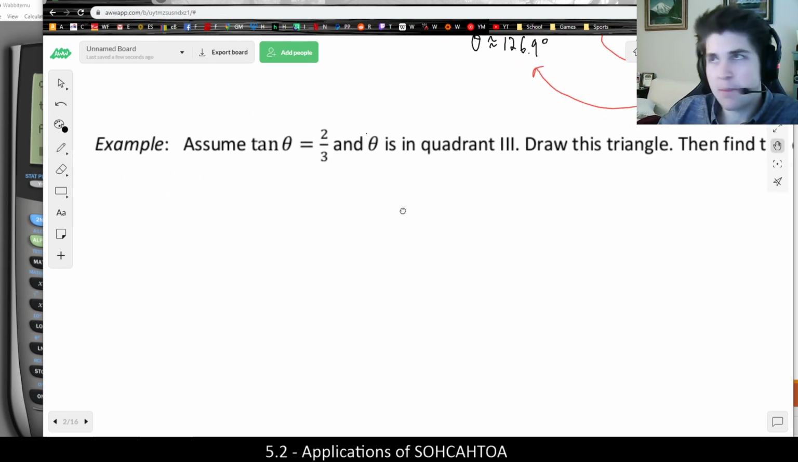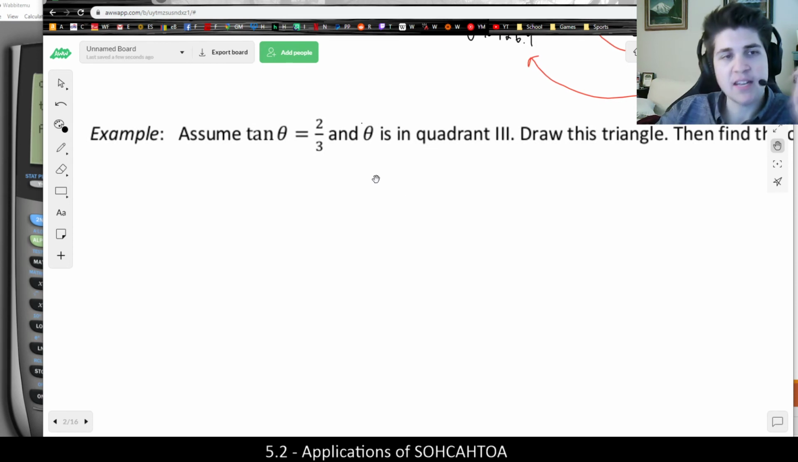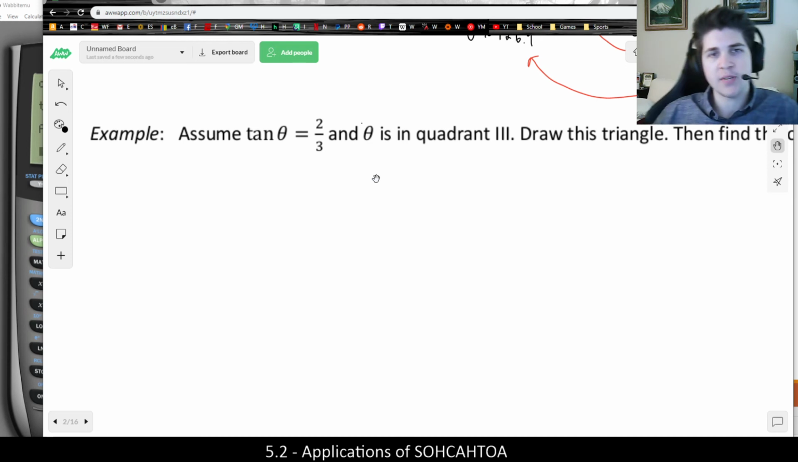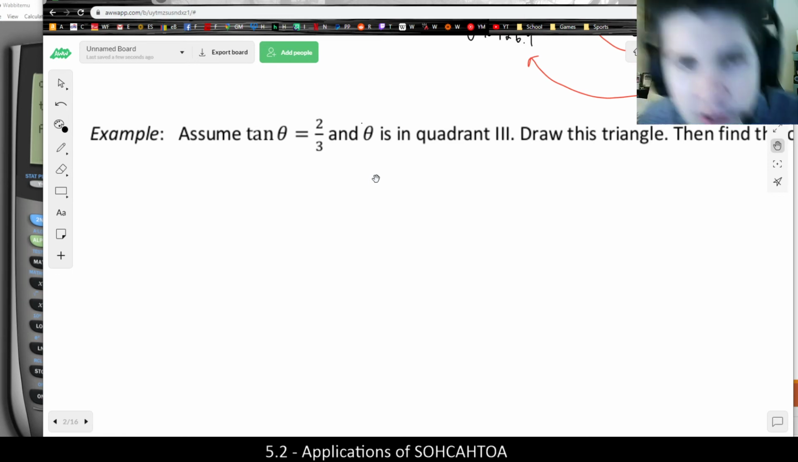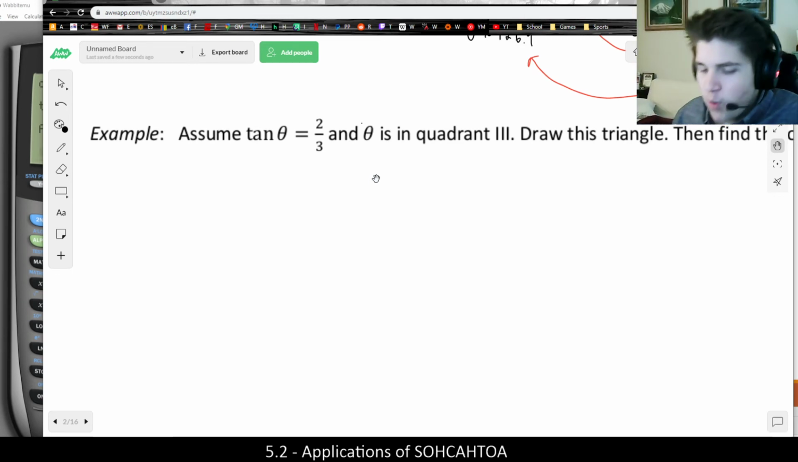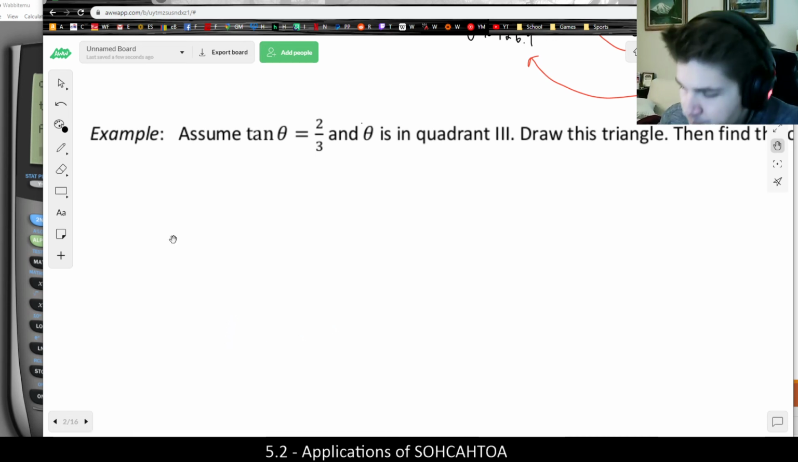Anyways, in the second example in the packet, it says assume that tangent of theta is equal to 2/3 and that theta is in quadrant 3. And this is a very plausible test question or homework question, and it's definitely a little tricky if you don't know how to begin. But basically where I would begin in these sorts of questions is to begin with what I know and try to draw a triangle.